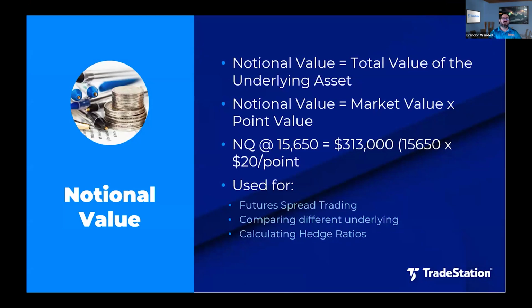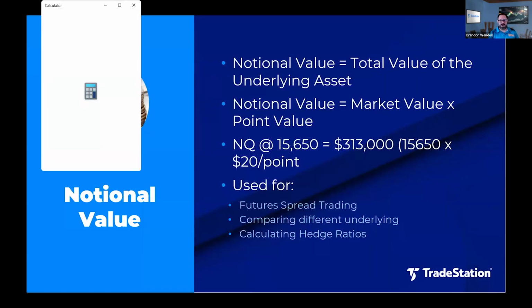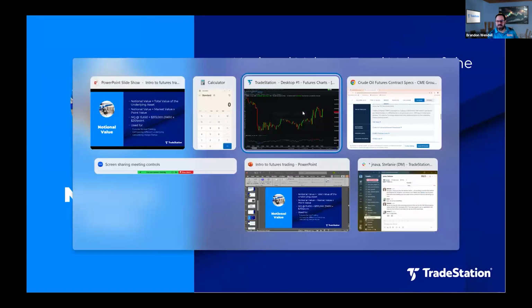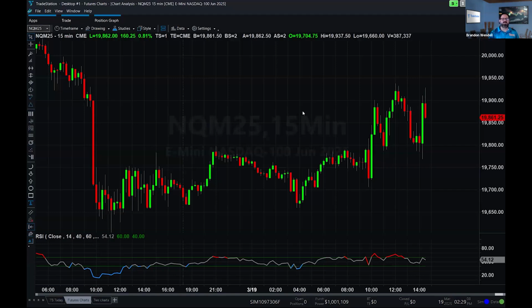Now, notional value is the actual value of that future. In the case that I was just using, well, let me do it this way. If I go calculator, what do we have there? We were at 19,860, we'll call it.